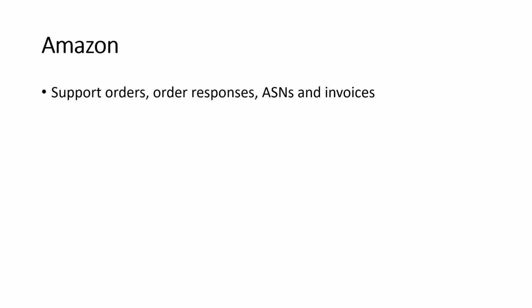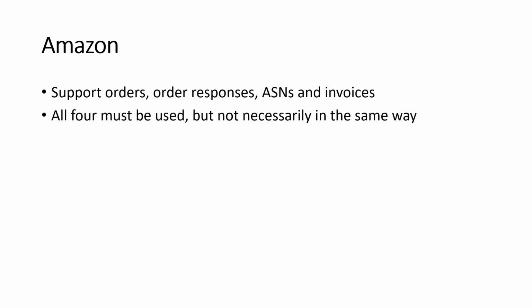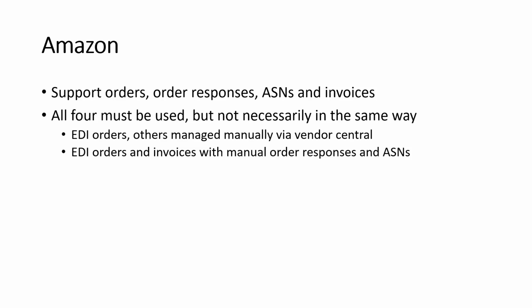Now let's talk about Amazon. Amazon support a range of transaction types: orders, order responses, ASNs, and invoices. All 4 of them need to be used, but not necessarily all in the same way. You could, for example, choose to receive orders via EDI and handle the remaining transactions manually via Vendor Central. Similarly, you might use EDI for orders and invoices, but Vendor Central for the order responses and ASNs.